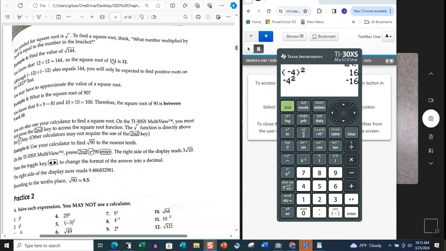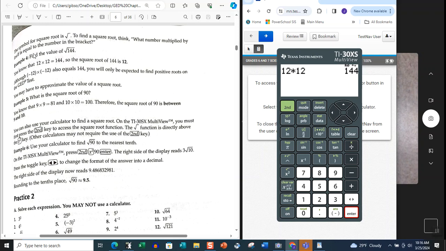Find the value of the square root of 144. So we think about it. What number times itself is 144? It's 12, because we know 12 times 12 is 144. So since 12 times 12 is 144, the square root of 144 is just 12.